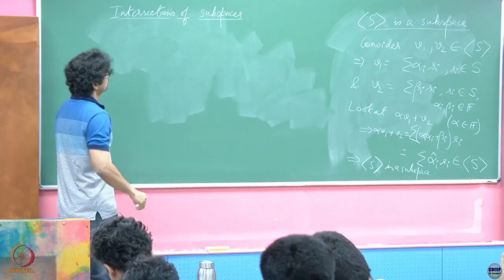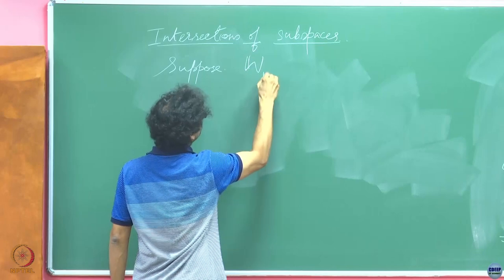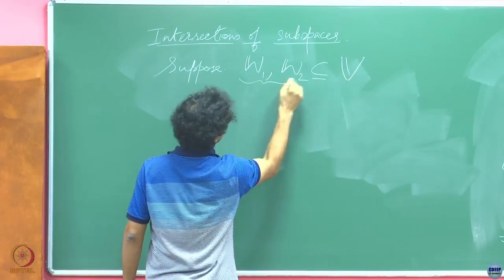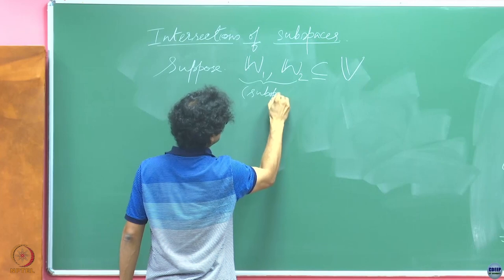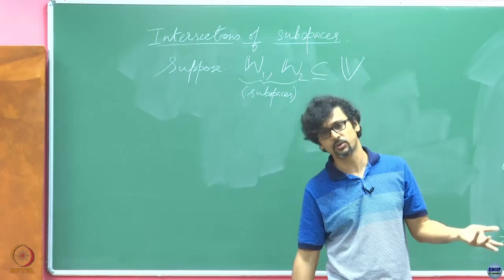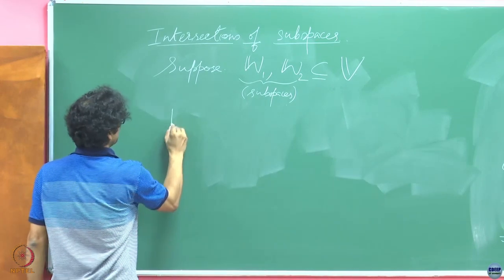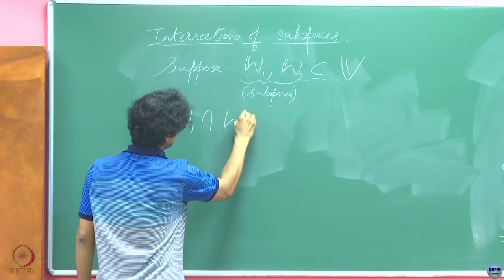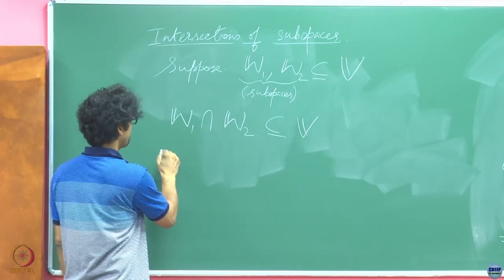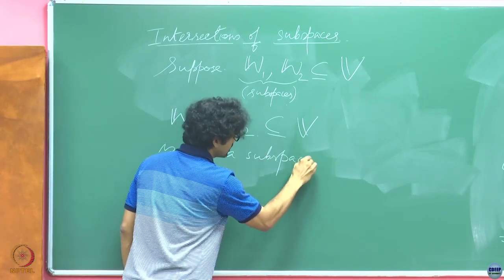Okay, so we start with the assumption that suppose W1 and W2, which both, so these are subspaces, not just subsets but subspaces of V. I'm not even mentioning the field, it is understood from the context that over some common field, so that they are subspaces of V, each of them. The claim is that W1 intersection W2, which obviously is contained in V, is also a subspace.